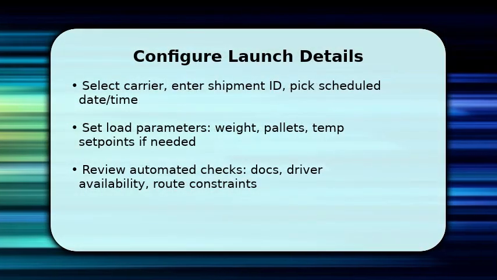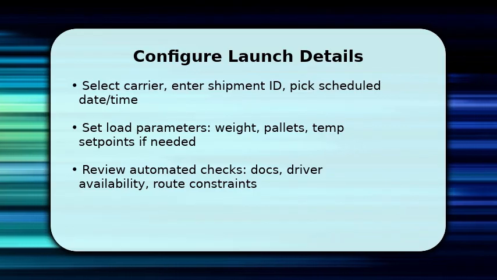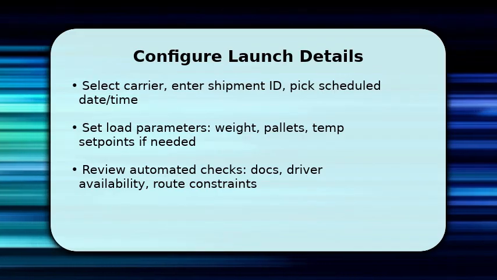You now configure the carrier launch by selecting the carrier and entering the shipment ID, then choose the scheduled date and time. This locks rates and available slots. After that, populate load parameters like weight, pallet count, and any temperature set points so the carrier sees exact requirements.